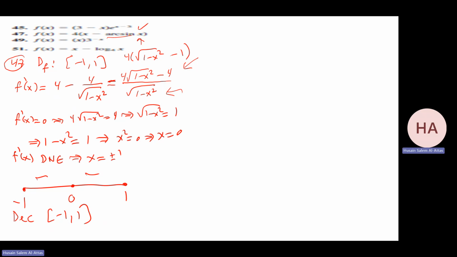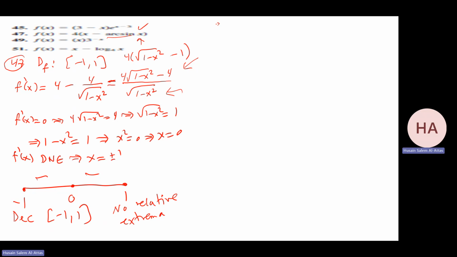Do we have a relative maximum or relative minimum? No. No relative extreme. But be careful. Do we have an absolute maximum or absolute minimum in this function? Yes, we have an absolute maximum and absolute minimum. And why do we have an absolute maximum and absolute minimum for this function?